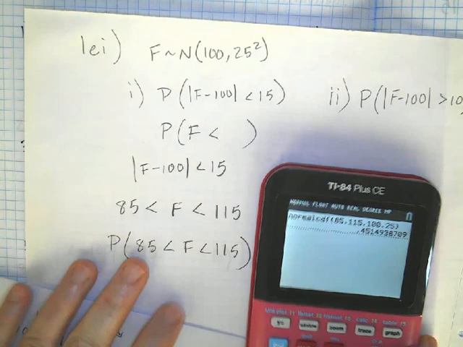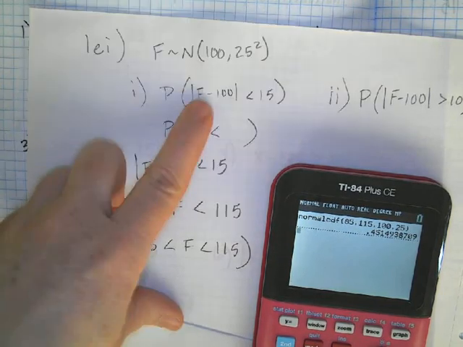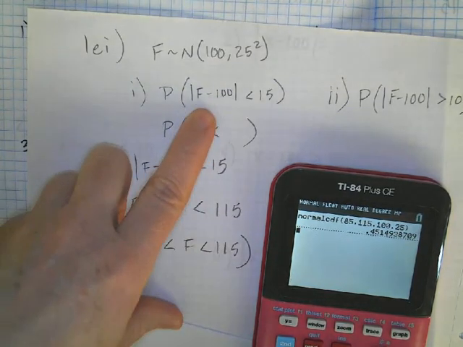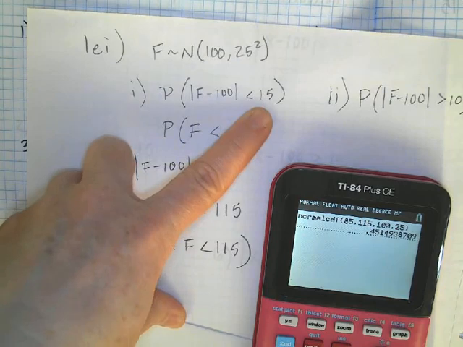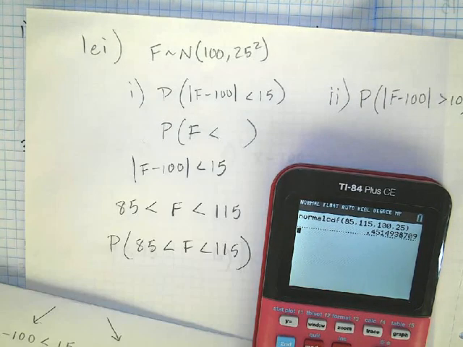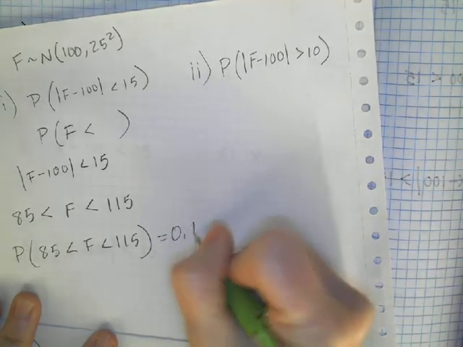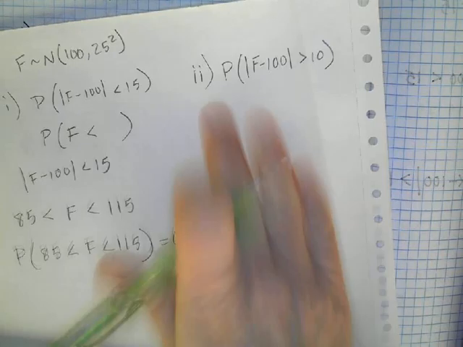So what's the probability that a value will satisfy this, that the absolute value of F minus 100 is less than 15? What's the probability that will happen? 45.1%. Okay, so the answer is 0.451.